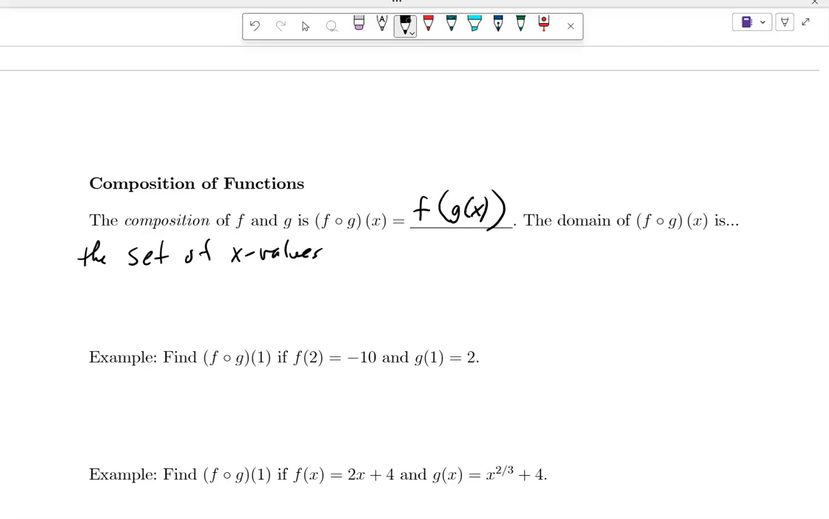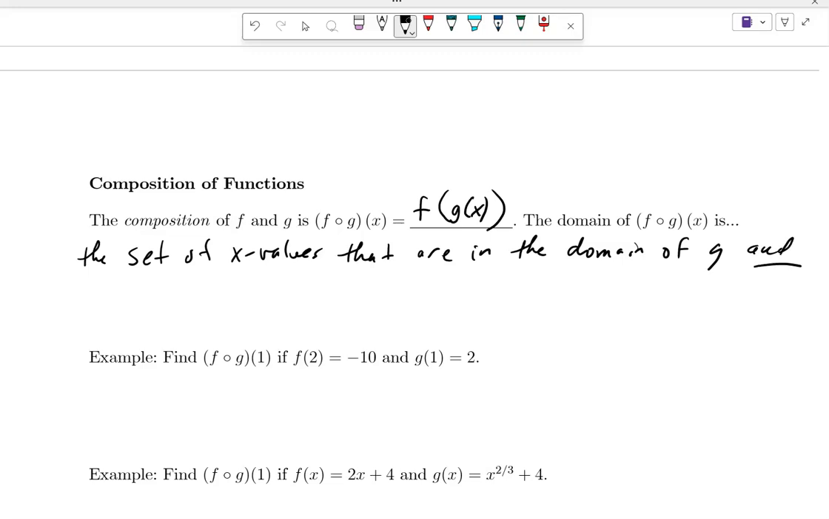Well, where's the first place the x value has to go into? If you're going to do the composition, where does it first go? Into G, right? It goes into G first. So it's the x values that are in the domain of G, and then the G of X goes into the F. So it's the set of X values that are in the domain of G.